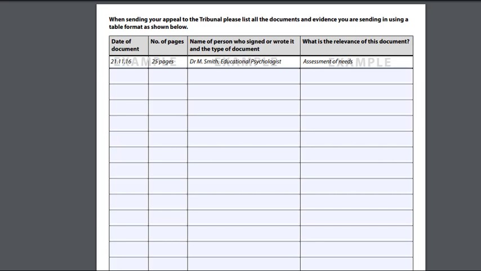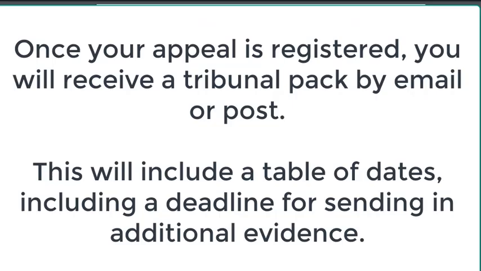If you are posting your appeal, you should only send in photocopies, not your original documents, and you should send via recorded delivery. You should try to send in all your evidence with this appeal form. However, this may not be your only opportunity to send in evidence. When you register your appeal, you will receive a pack via email or post, which will include a table of important dates, including a deadline for sending in any additional evidence. You should let the tribunal know if you are waiting for additional evidence.